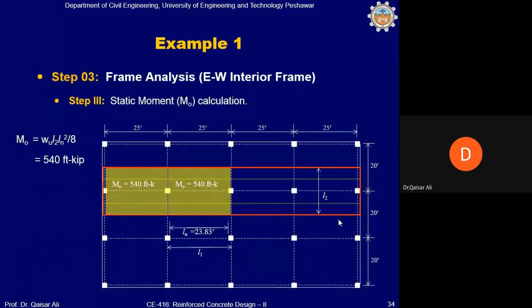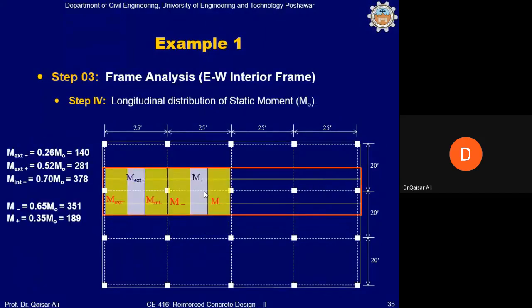Next is the calculation of M naught. M naught is Wu L2 Ln squared divided by 8. Wu is 0.3804 kip per square foot. L2 is 20 feet. And Ln is 25 minus 14 divided by 12, which is 23.83. 23.83 squared divided by 8. So total M naught in the exterior span as well as the interior span of the frame is 540 foot-kip. Then we will further distribute this M naught in both the spans longitudinally as well as laterally.